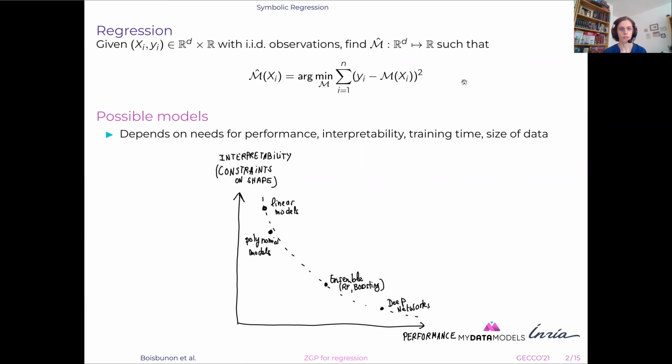So the choice of models that we can have depends on various options depending on what we need: performance, interpretability, size of data, training time, etc. And often we can see these graphs of interpretability versus performance, where we show how well these different models perform with respect to each criterion. But on those graphs, there is one that is usually missing, which is symbolic regression.